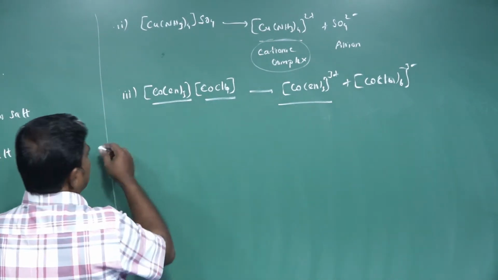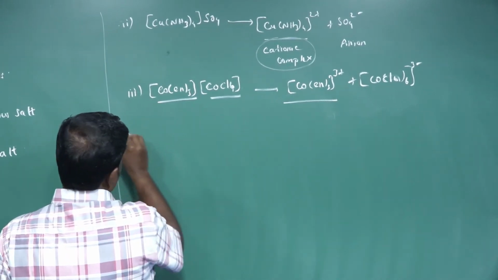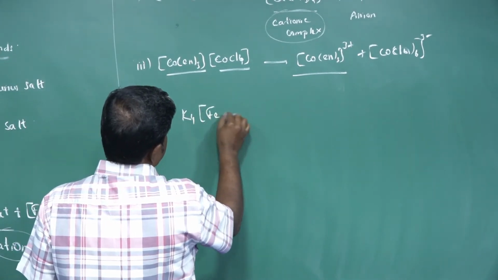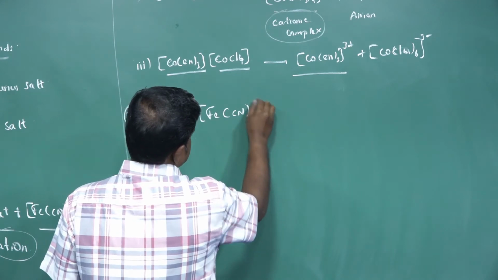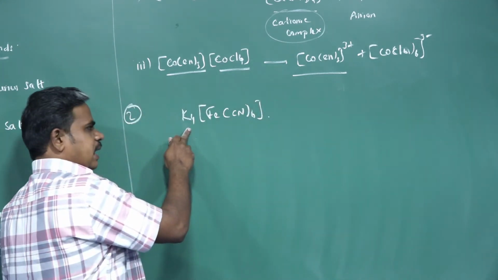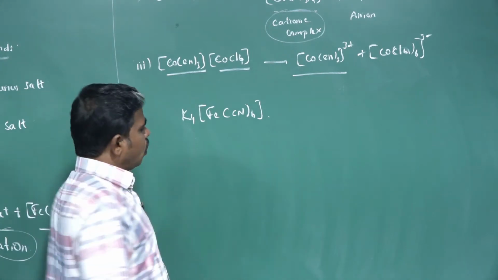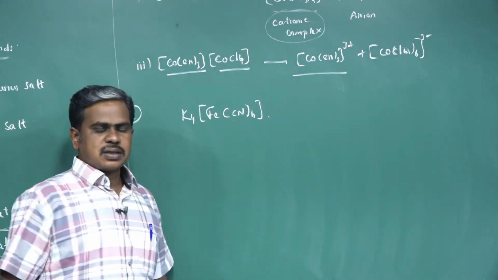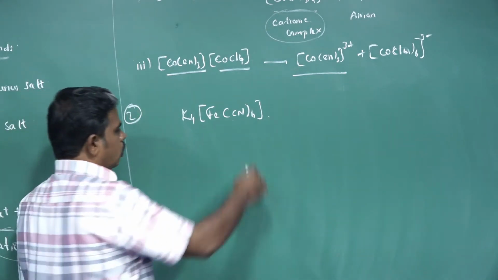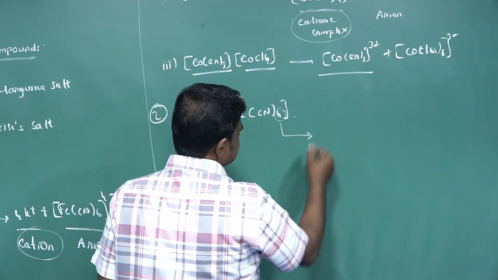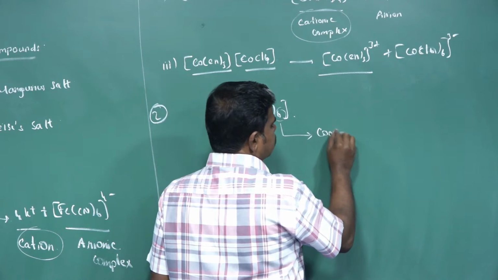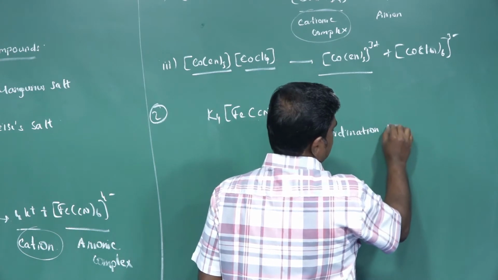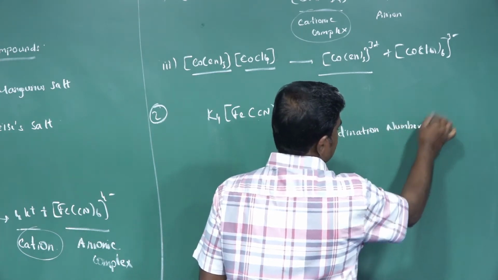Now we are taking any complexes. So the second rule. Suppose here K4[Fe(CN)6]. So first we name the cation, after that the anion. Now what are the species present in that coordination compound? Now here the 6. What is that 6? It is nothing but the coordination number.